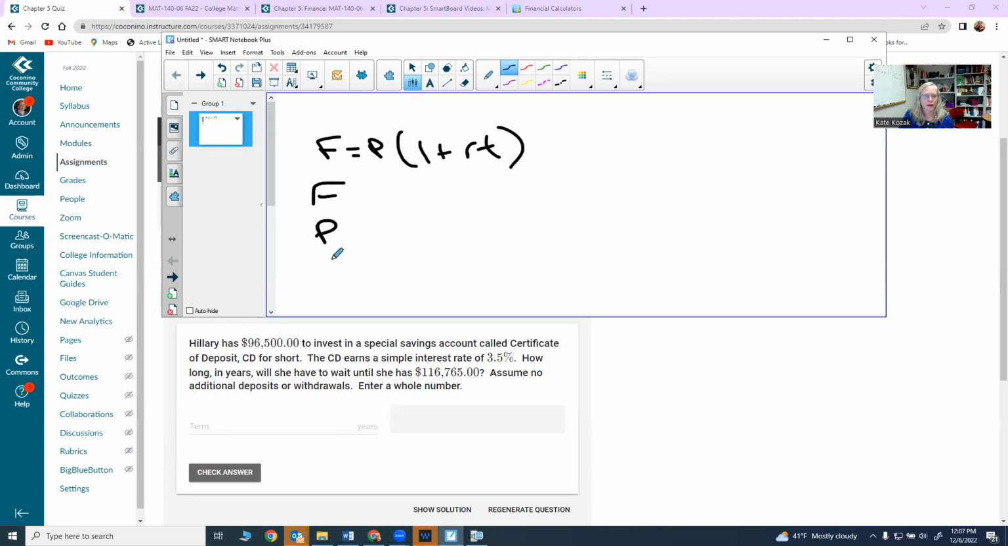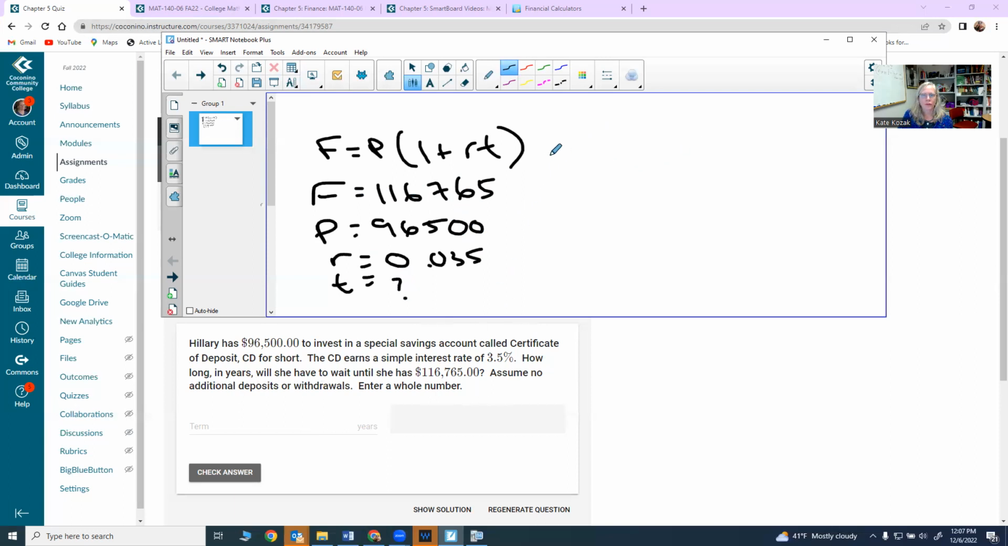So what I do is write down all of these variables, and I write down which ones I know. I know she has $96,500. That's what we start with, so that's my present value. It's going to earn 3.5% interest, so my interest rate is 0.035. And how long does she have to wait till it's $116,765? So that's my future value. And the only thing I don't know is time.